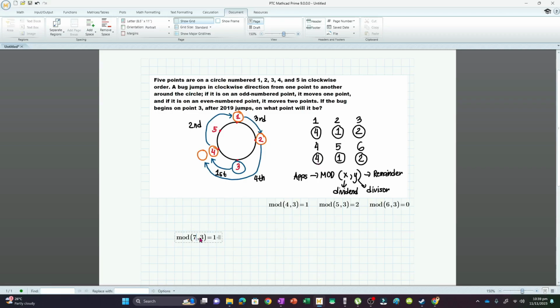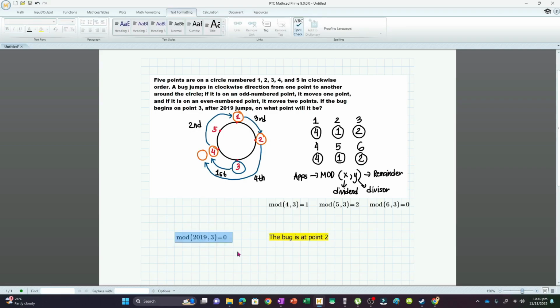Now, if you input 8, it will give you 2. And so it will go back to this point, because this corresponds to 2. So that's essentially the pattern. Again, when you input 2019, it will give you 0. And since 0 corresponds to 2, the bug will be at point 2. And so that will be our answer.